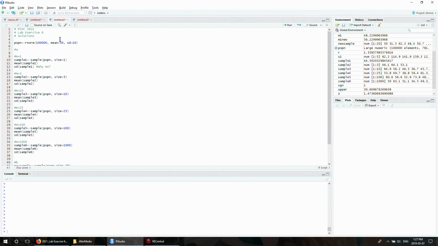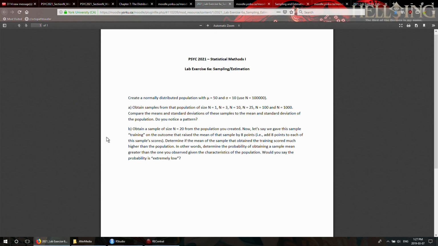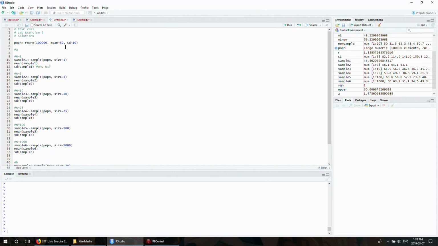Okay, so now our next lab exercise 6, and what we're doing here is we're creating a normally distributed population with a mean of 50 and standard deviation 10. We're making 100,000 draws for this, and then we're going to draw increasingly larger samples from this bigger population and see what happens to the mean and standard deviation.